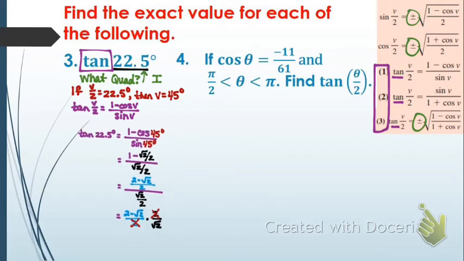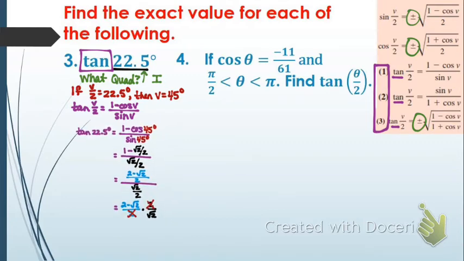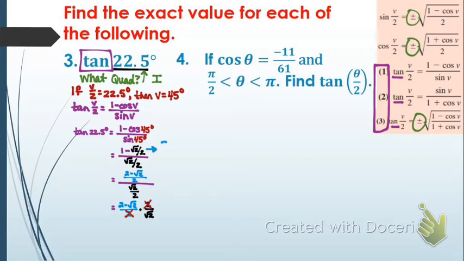Yes, ma'am. The first one in blue, how'd you go from 1 to 2? Good question. So right here, that's 2 over 2 minus root 2 over 2. I got my common denominator, and then I could subtract them. And so that's how we got to here.